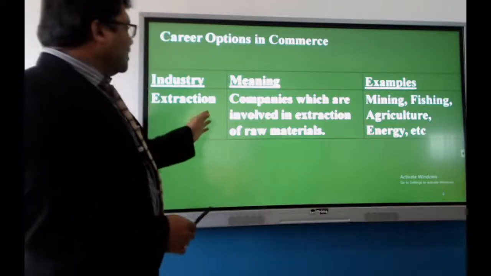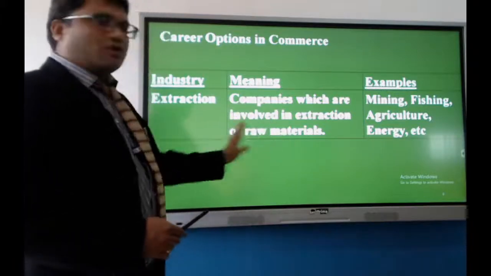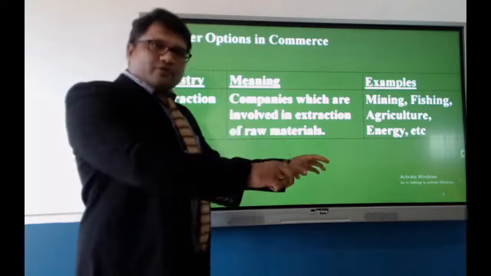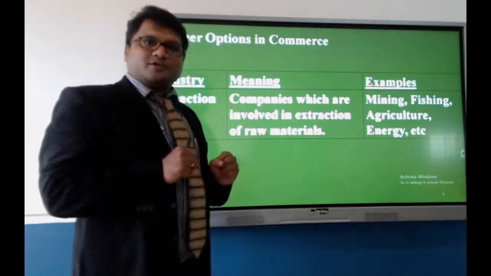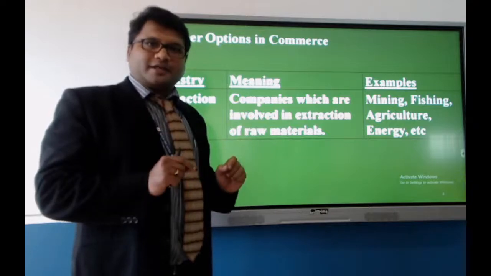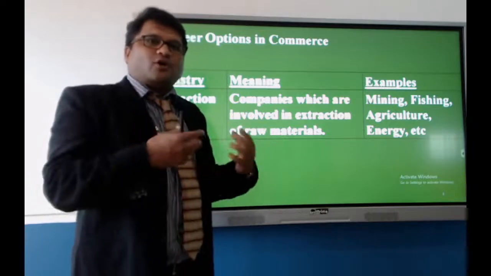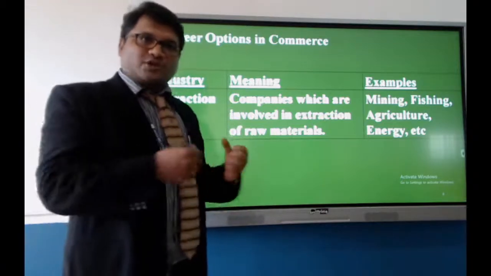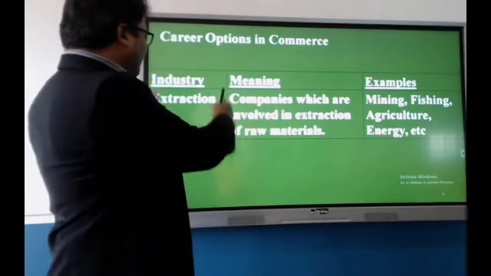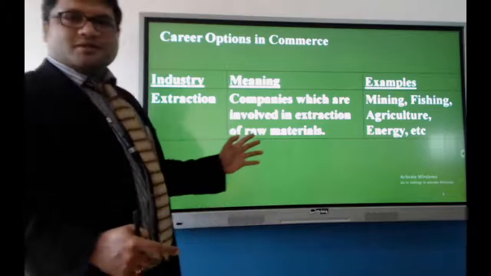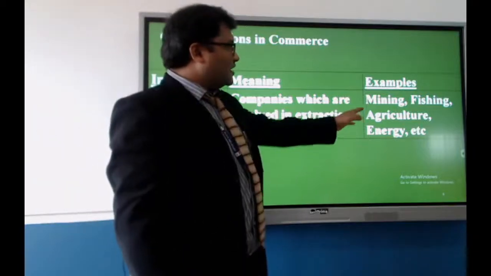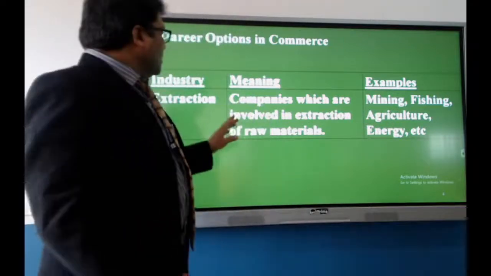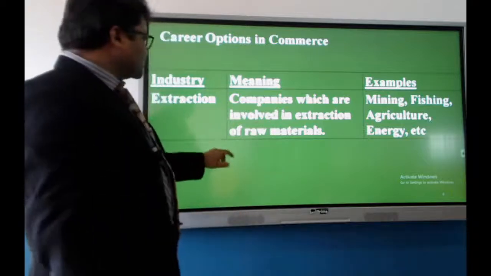So what is this industry? Companies which are involved in extraction of raw materials. Extraction of raw materials means we pull out the raw materials from the earth, because to manufacture any product we need raw materials. So where do we get the raw materials from? We get mostly the raw materials from mother earth. So this industry which is involved in extraction of raw materials, all those companies are categorized into the extraction industry. Some of the examples of extraction industries are mining, fishing, agriculture, energy, etc. So at a very broader level I have summarized it. So this is the first industry.